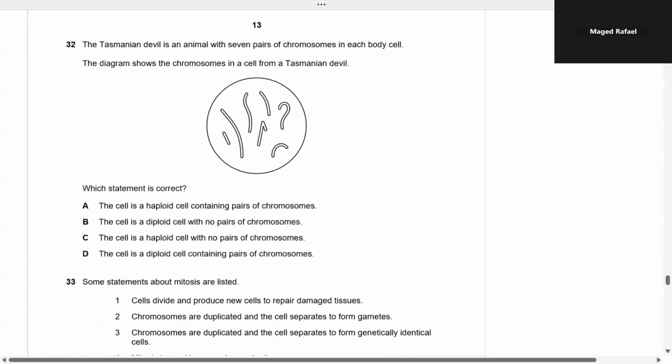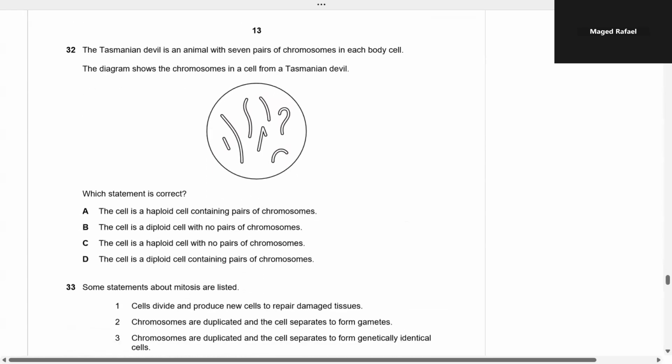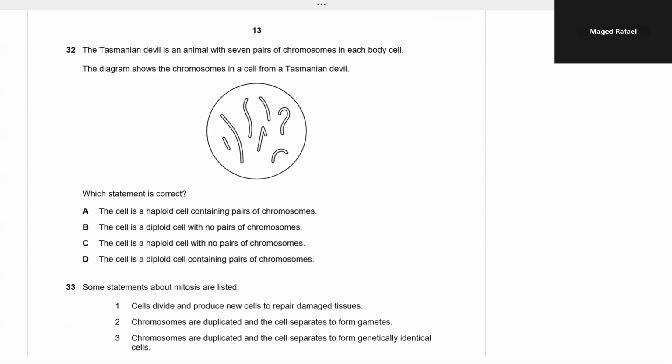Question 32. Which statement is correct? He's giving you an animal with 7 pairs of chromosomes in each body cell. So please focus on the number. The answer is C. The cell is haploid with no pairs of chromosomes. I'm talking about a cell where we don't have any pairs of chromosomes, so it is a haploid cell with no pairs of chromosomes at all.